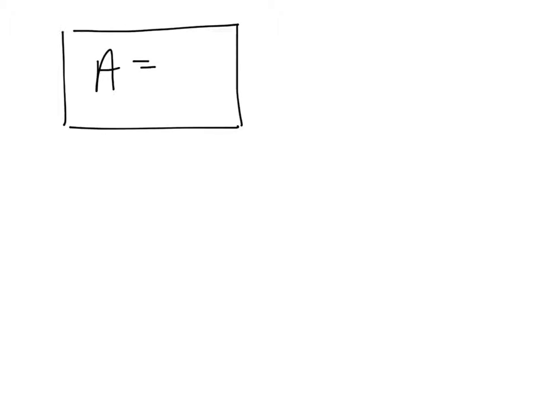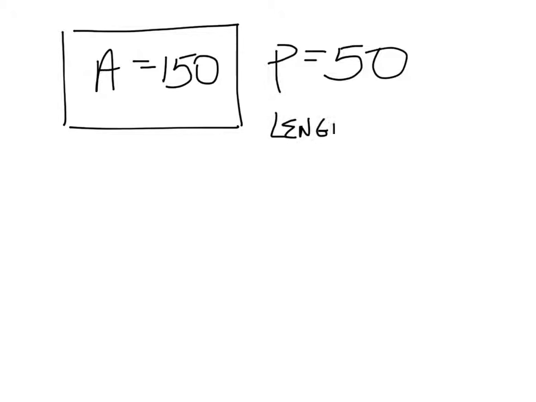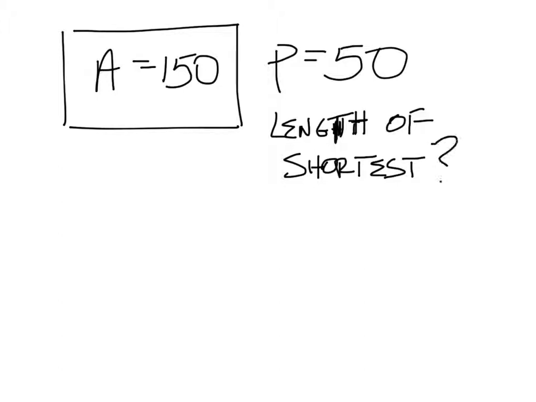In this problem, you have a rectangle whose area is 150, and the perimeter is 50. Find the length of the shortest side. I wrote that backwards. That's terrible. Do you want to do this one on your own, or do you want me to do it? I'm going to go ahead and work this one out with everybody, then the next one will be a practice.